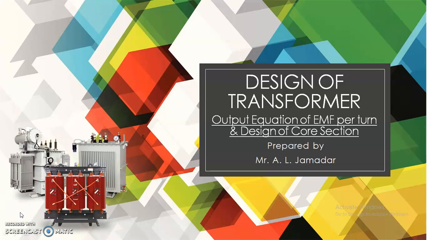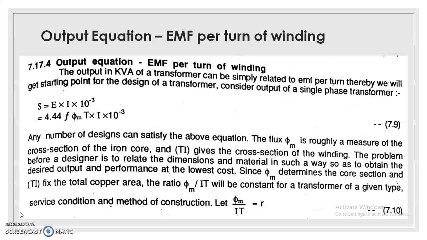Hello guys, in this session we are going forward with the output equation of EMF per turn and design of core section. Let's see the output equation, EMF per turn of winding. The output equation, that is the kVA of the transformer, can be simplified in relation to EMF per turn. Thereby we will get a starting point for the design of the transformer.